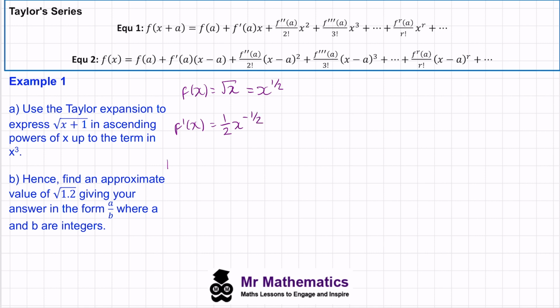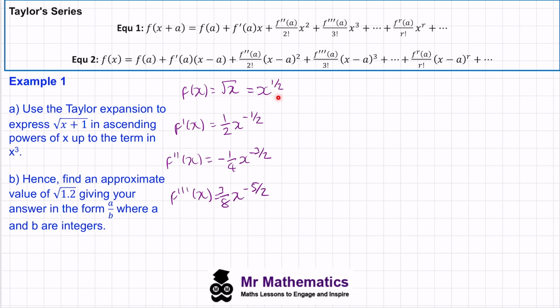The second derivative will be f double dash. Again, we'll bring this power down, and then we'll take away 1 from the power, so we get negative 1/4 x to the negative 3/2. And then for our third derivative, we'll have f triple dash. We'll bring this power down, and then we'll take away 1 from that power, so we get 3/8 of x to the minus 5/2.